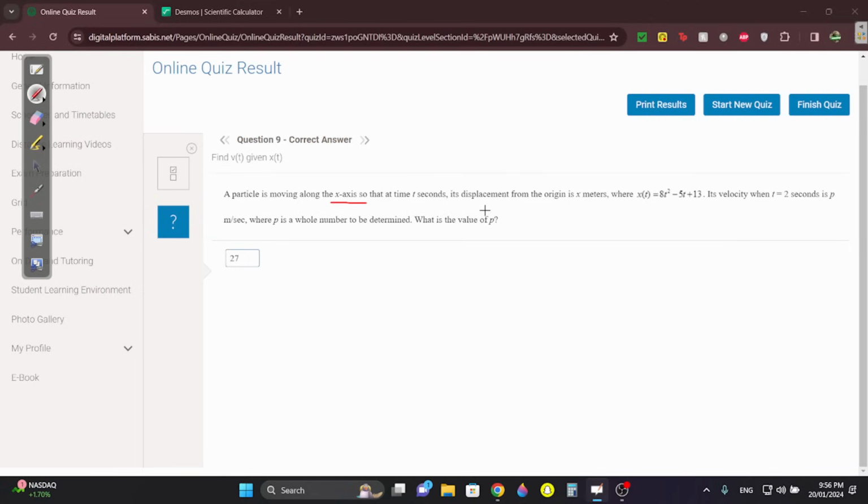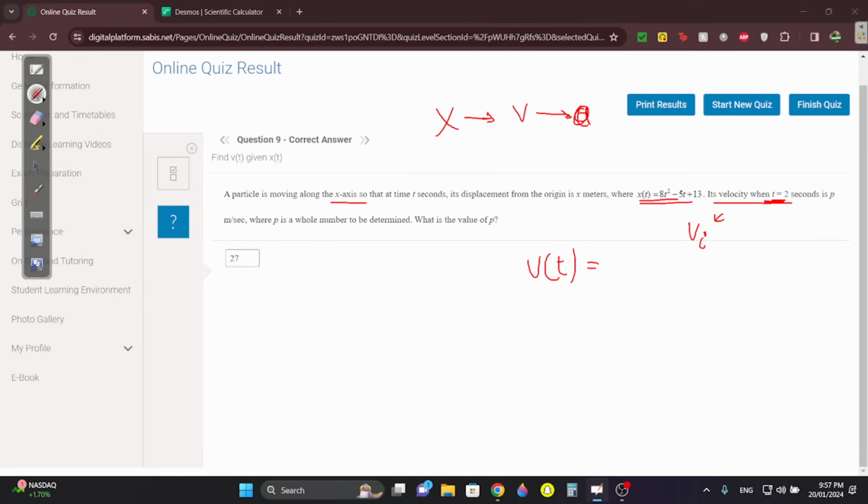A particle is moving along the x-axis. x(t) is 8t squared minus 5t plus 13. They want the velocity at 2 seconds. They did not say average velocity, they're saying velocity at a certain instant, so we're looking for instantaneous velocity. Remember, the derivative path goes x to v to a. So if we want the instantaneous velocity, that means we want the v(t). But if they said average velocity, you have to use x(t). Here we're saying instantaneous velocity. How do we know it's instantaneous? Because they're asking at a certain time, at one time. So we need to find the v(t).